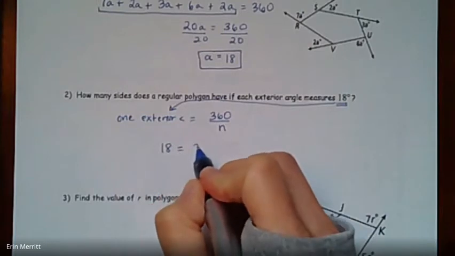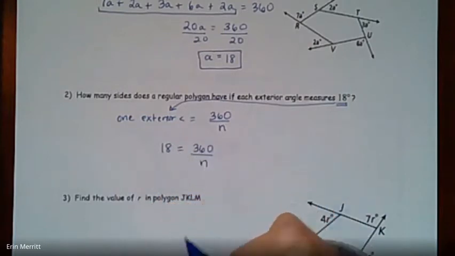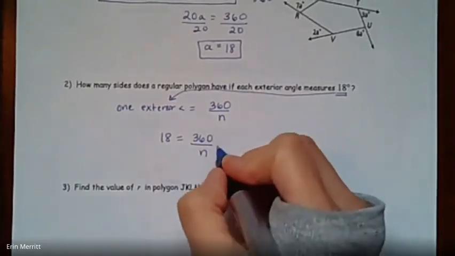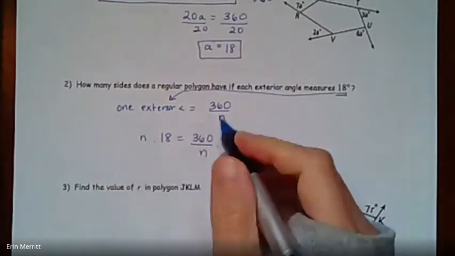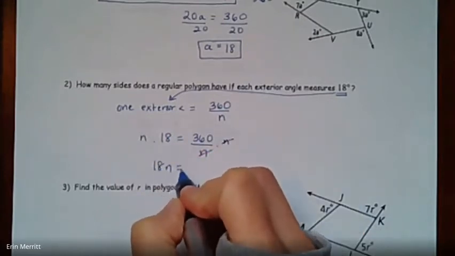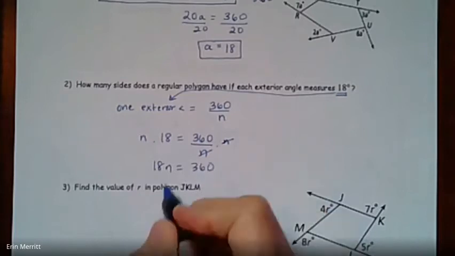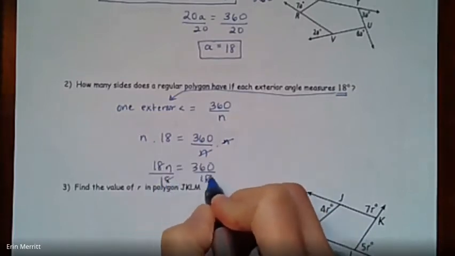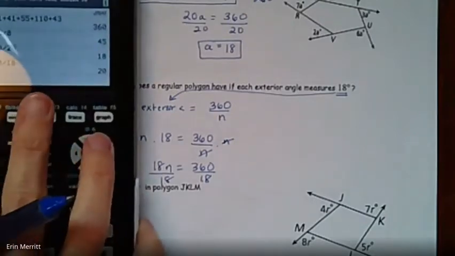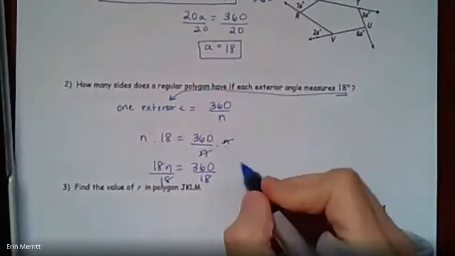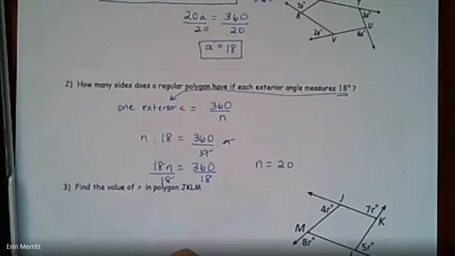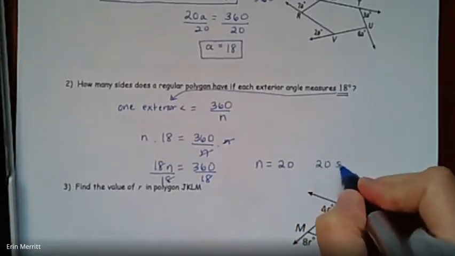So if we do 18 equals 360 over n, to solve this, we would need to get n out of the denominator. So we would multiply both sides by n. That would allow the n to cancel on the right. And you would just get 18n on the left equals 360. And then divide by 18. So if we do 360 and divide it by 18, we come right back to 20. So it's actually the reverse of the last problem right there. So when it says how many sides does the regular polygon have, the answer would then be 20 sides.